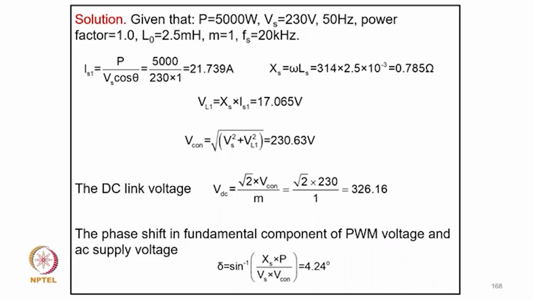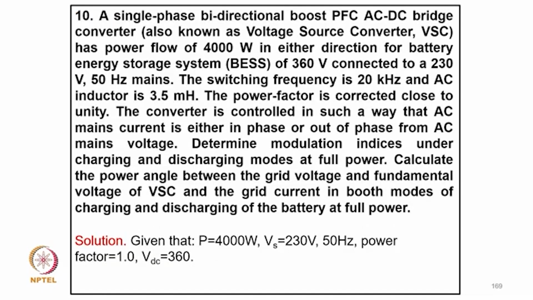VL1 equals XS into IS1, which comes to 17.0665 volt, and V converter equals the square root of Vs square plus VL1 square, which comes to 230.63. The DC link voltage VDC equals root 2 V converter divided by M, so it comes to 326.16 volt. And the phase shift between the fundamental PWM voltage and the AC voltage, delta, equals sin inverse of XS into IS1 upon V converter, which comes to 4.34 degree.